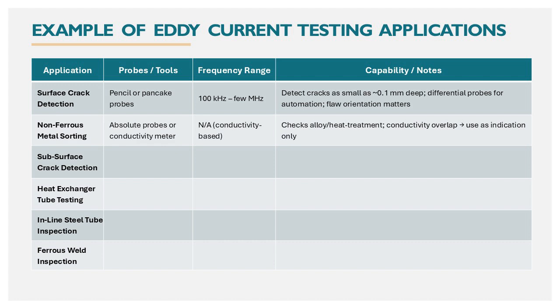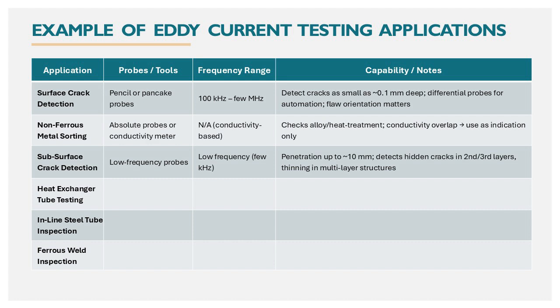For eddy current testing applied to non-ferrous metal sorting, recommended probes or tools are absolute probes or a conductivity meter. Frequency range is not applicable, it is conductivity based. Its capability is to check alloy or heat treatment. Conductivity overlap, use as indication only.